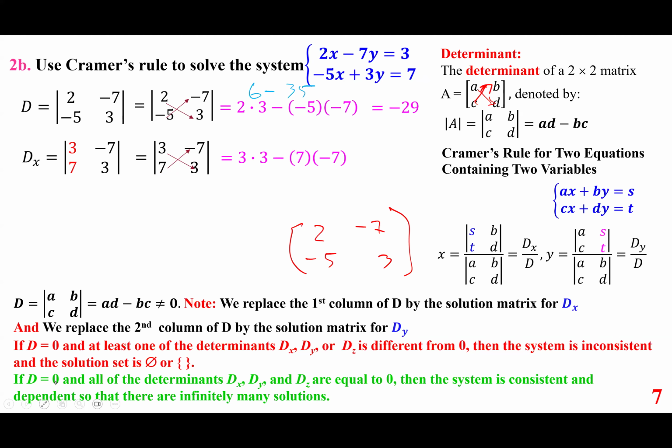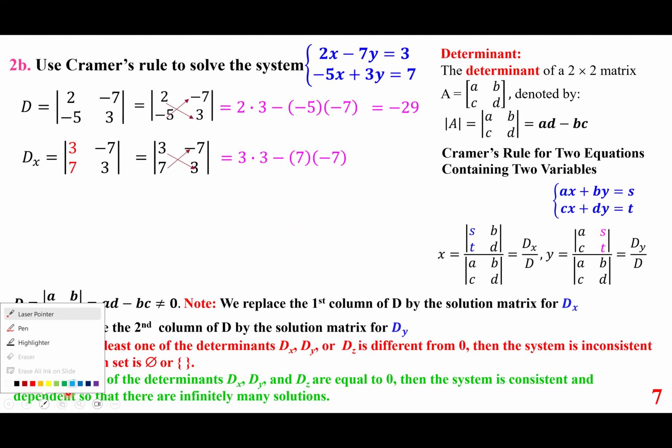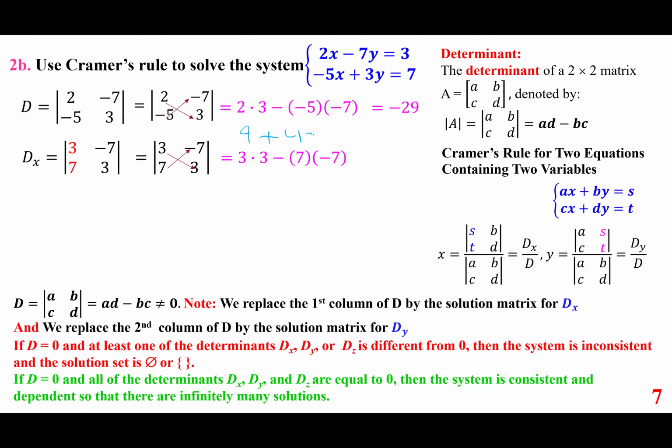I can write that. Erase my work. Now, D sub y, I go back to this D, and the second column, the y column, I'm going to change it to 3 and 7. So the cross product, 2 times 7 minus 3 times negative 5. This is 14 plus 15 is 29. And we're going to divide D sub x by this one. We're going to divide D sub y by this one.